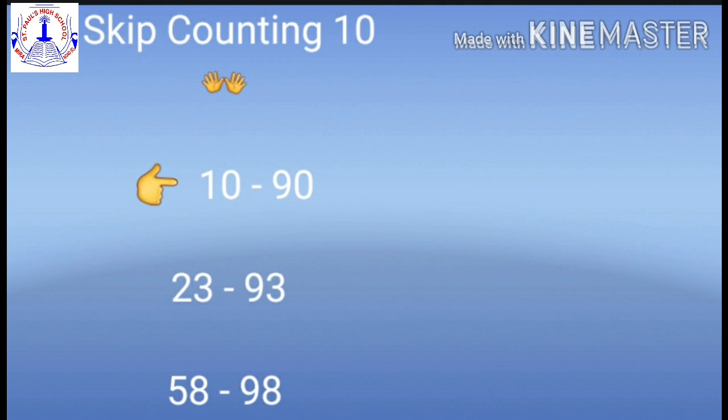58, put small dash, 98. Here in this, what you have to do, children, you have to use skip counting 10 and you have to write all the numbers between 58 to 98. For example, 58 is the first number. The next number will be, using skip counting 10, 68, then 78. Like this way you have to write.